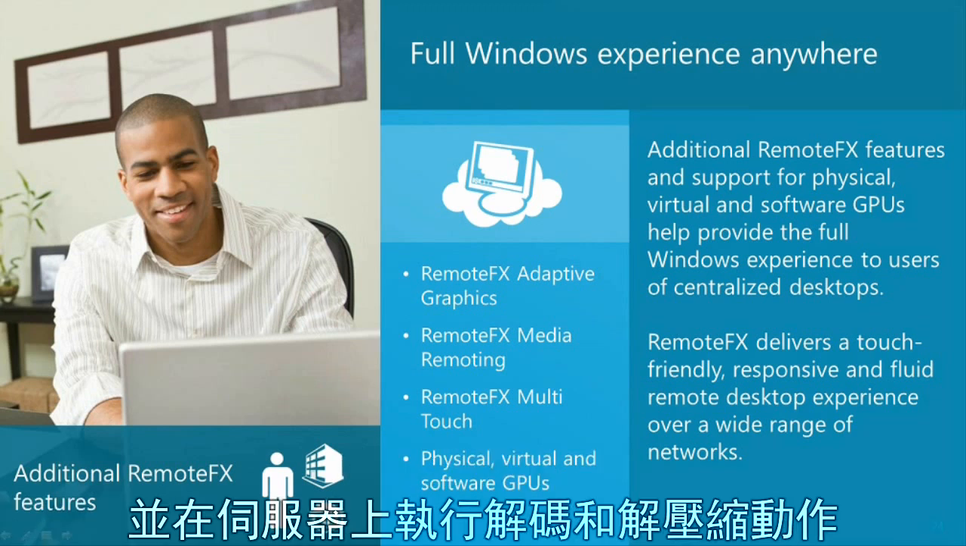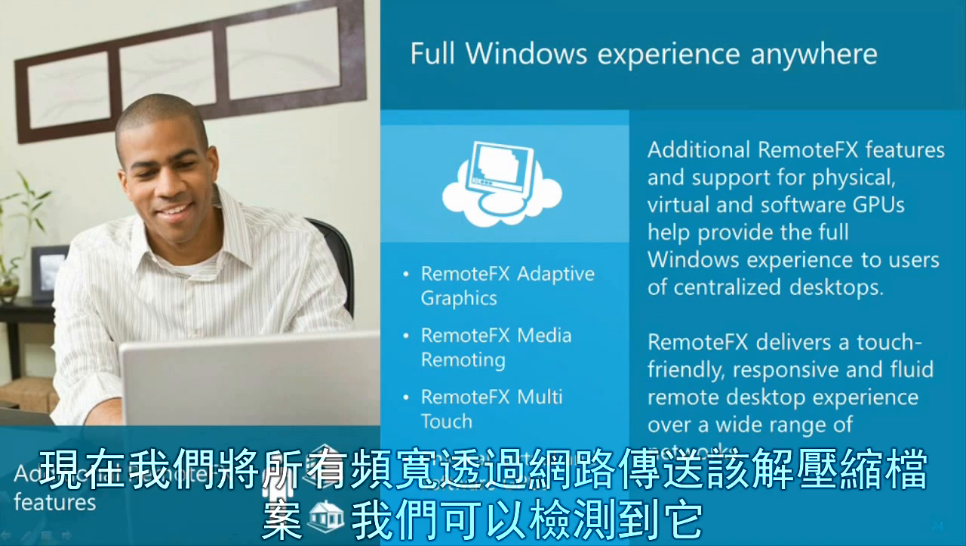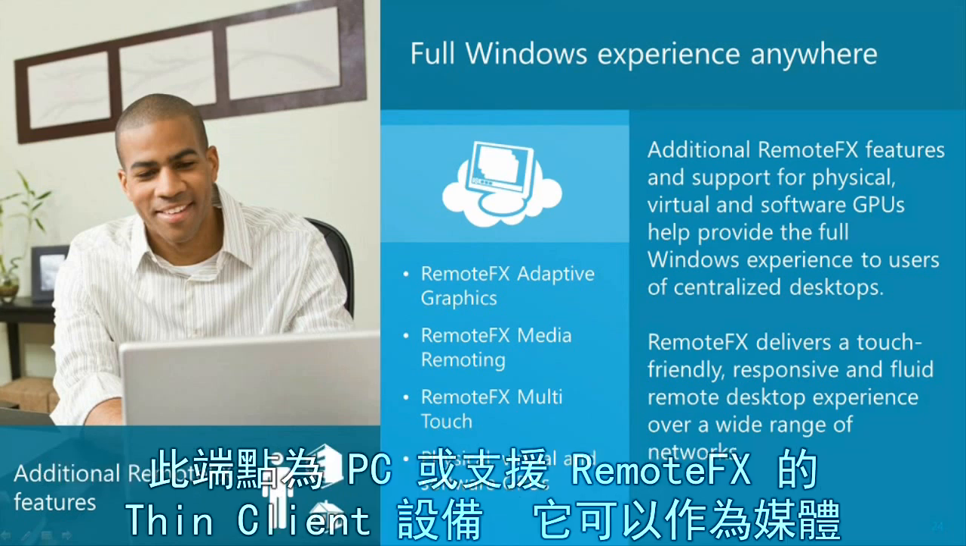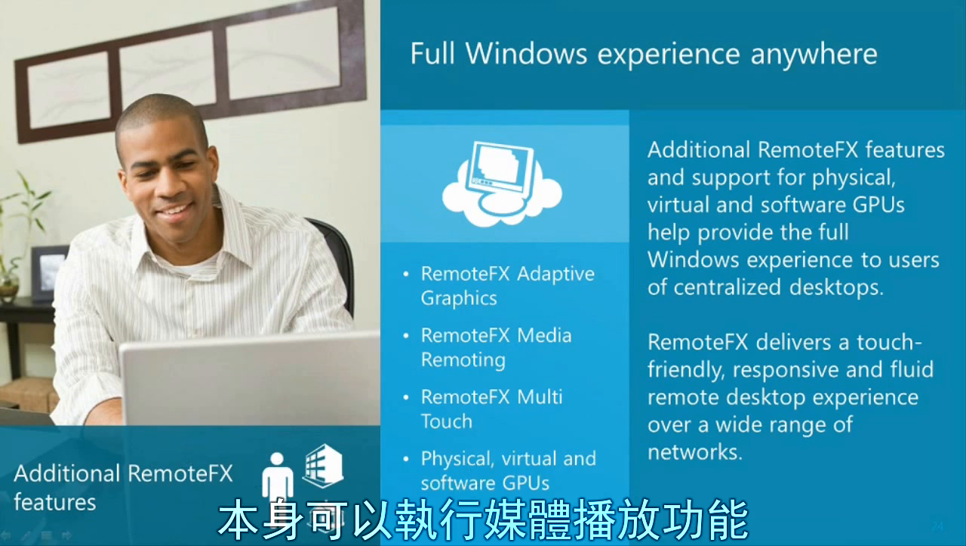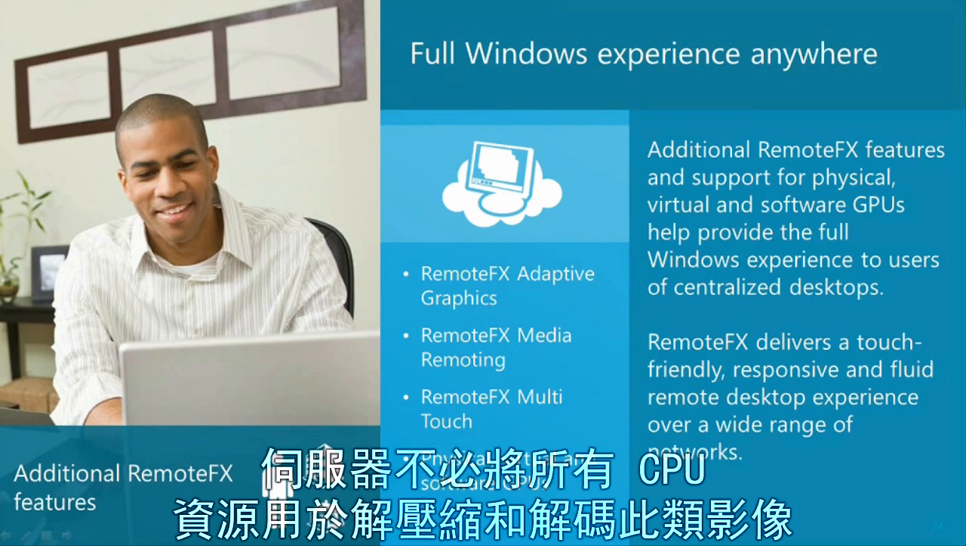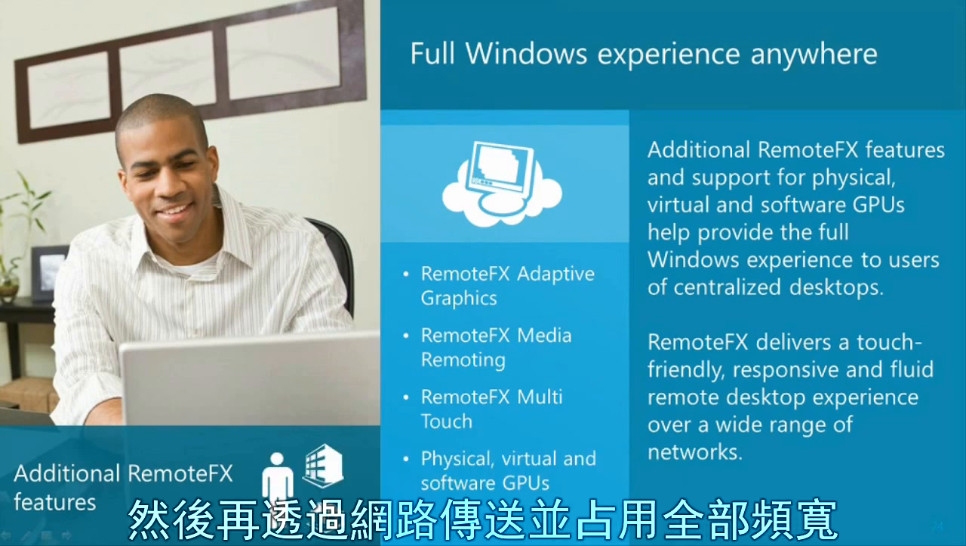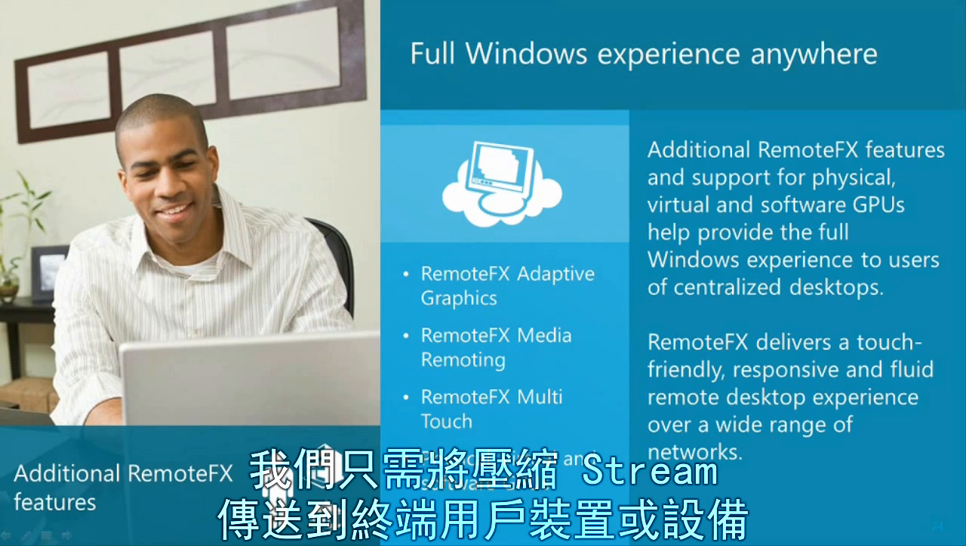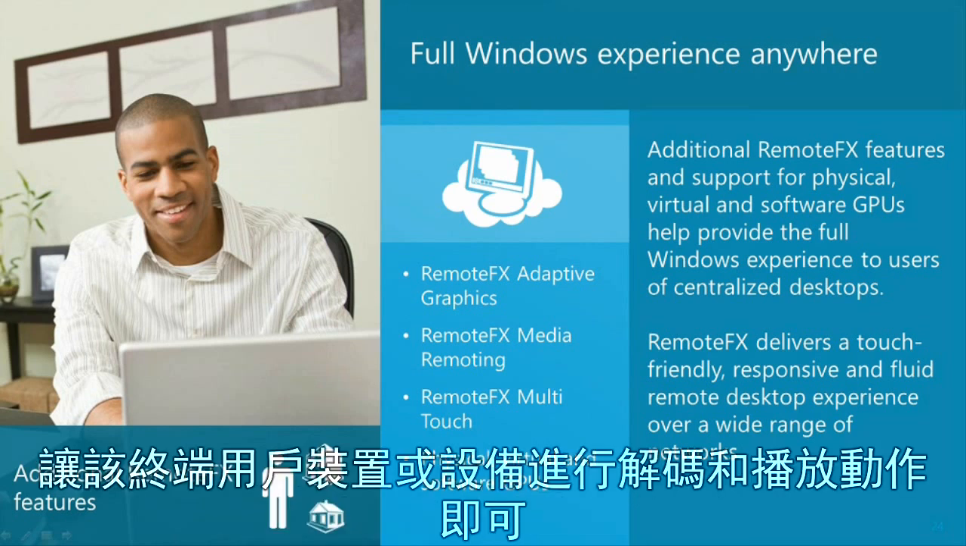Well, in a lot of cases, my local machine is perfectly capable of doing that decode of video itself. So rather than do all that decoding and decompressing process on the server, and now using all of my bandwidth to send that uncompressed file across the wire, what we can do is detect that, hey, this endpoint is a PC, or it's a Remote FX capable thin client device. It can do that media playback itself. So instead of the server using all of its CPU to decompress and decode that image, and then pushing it over the wire and using all our bandwidth, let's just send the compressed stream to the end client and let that end client device do the decoding and playback.